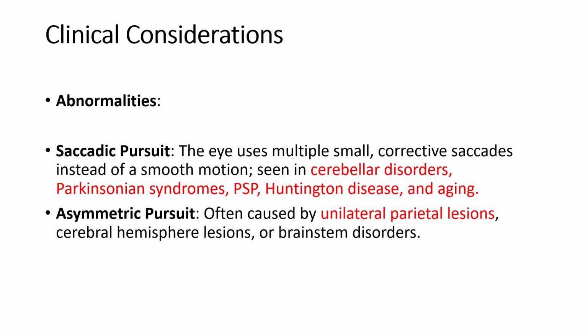Clinical considerations, abnormalities. Saccadic pursuit. The eye uses multiple small corrective saccades instead of a smooth motion, seen in cerebellar disorders, Parkinsonian syndromes, PSP, Huntington disease, and aging. Asymmetrical pursuits, often caused by unilateral parietal lesions, cerebral hemisphere lesions, or brainstem disorders.